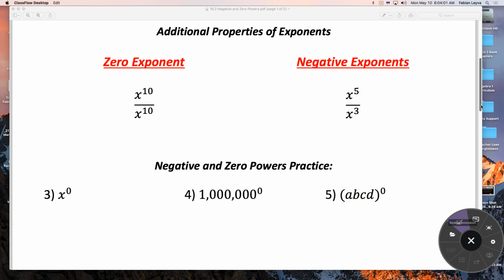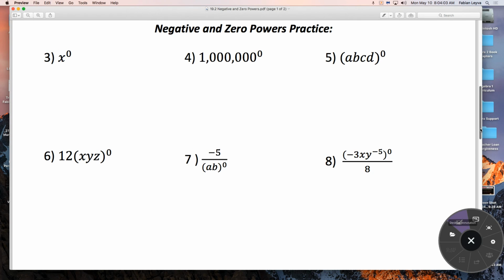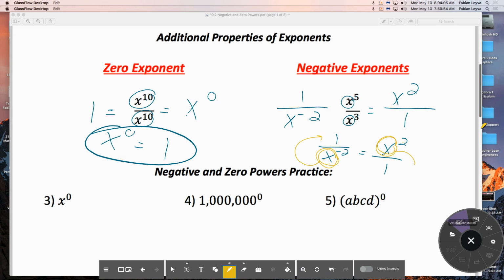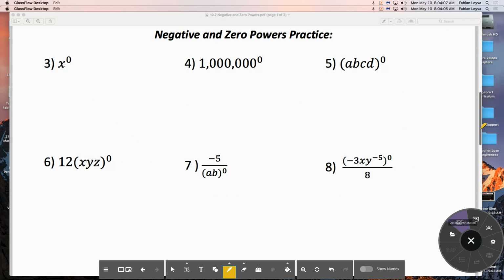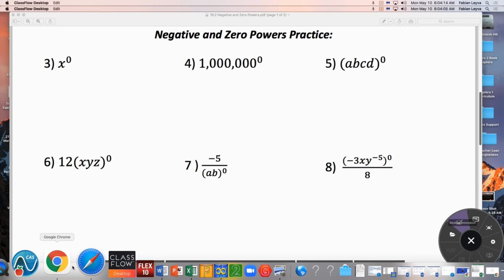All right, so notice that I gave you about 8 problems here. Try to do all these 8 problems. Remember the rules of exponents that I showed you guys. I'll be walking around trying to just clarify a little bit more if I can.